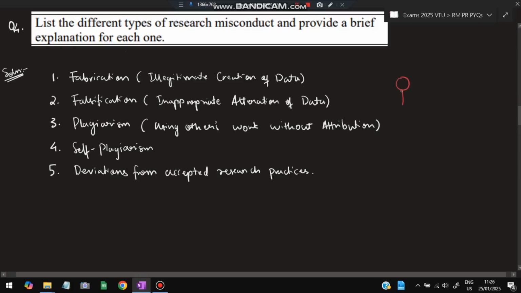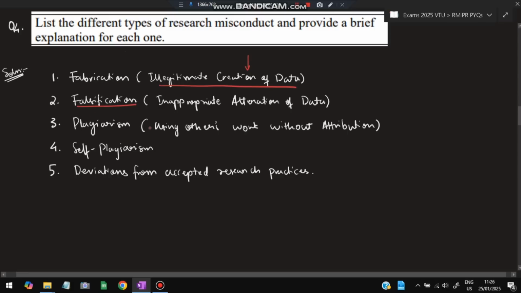He will see the person, and if it looks like the person will answer yes or no, based on that the researcher is marking it as yes or no without actually asking the person. So that is a fabrication because it is illegitimate creation of data. That is wrong data. Okay, that is called fabrication.